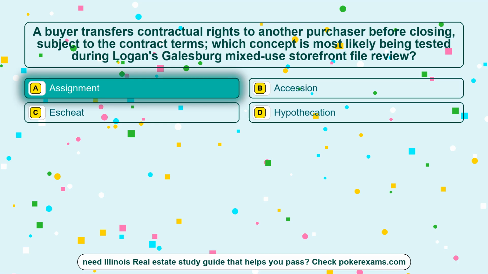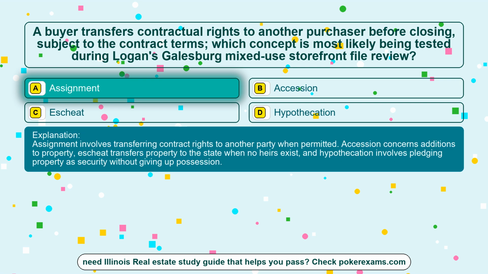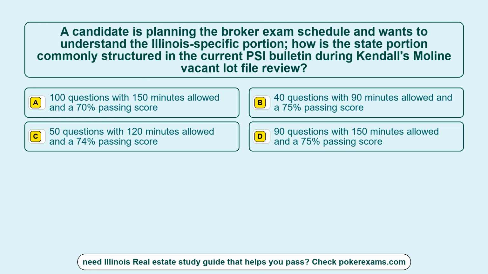The correct answer is option A, assignment. Assignment involves transferring contract rights to another party when permitted. Accession concerns additions to property. Escheat transfers property to the state when no heirs exist, and hypothecation involves pledging property as security without giving up possession.